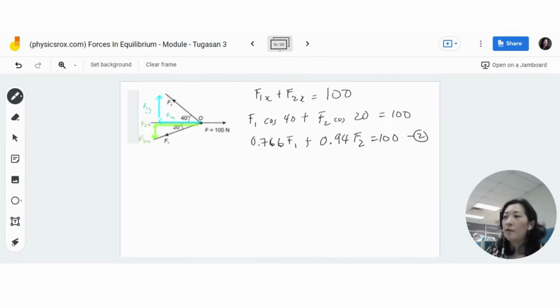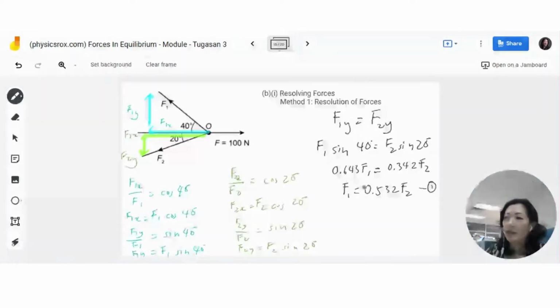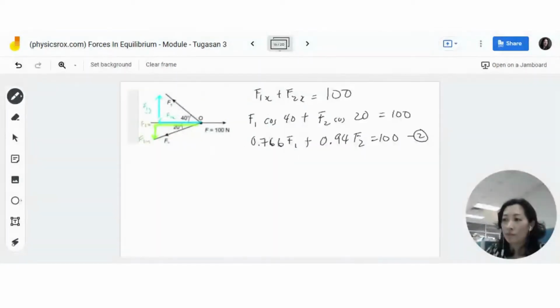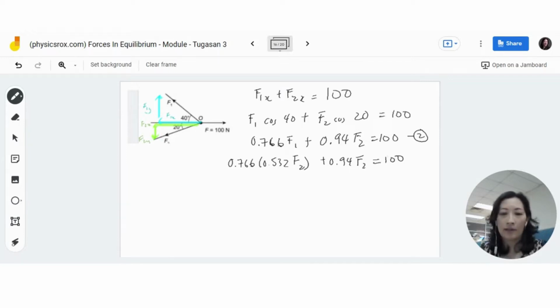Okay. What we're going to do next is we're going to take number 1 and insert it into number 2. So that's 0.532 f2. So let's solve this. We have 0.766 times 0.532. That gives us 0.408 f2.